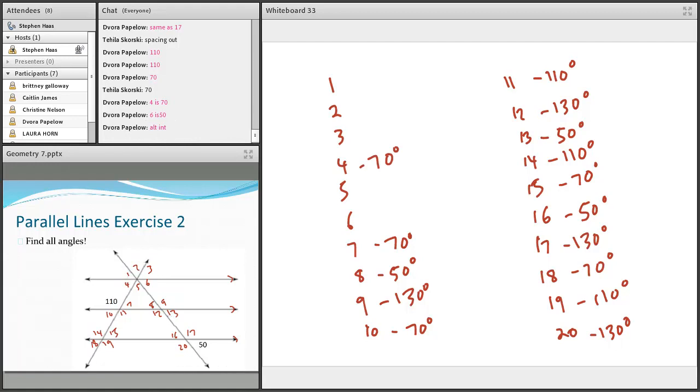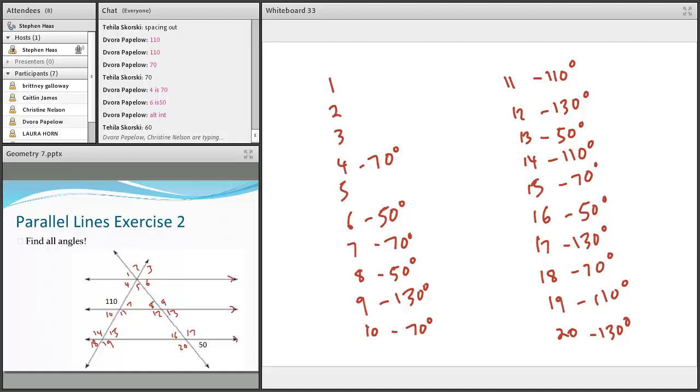6 is alternate interiors with 8, and 8 was 50, so 6 has to be 50 as well. Good. How about 5? Now, there are a few different ways you can get 5.